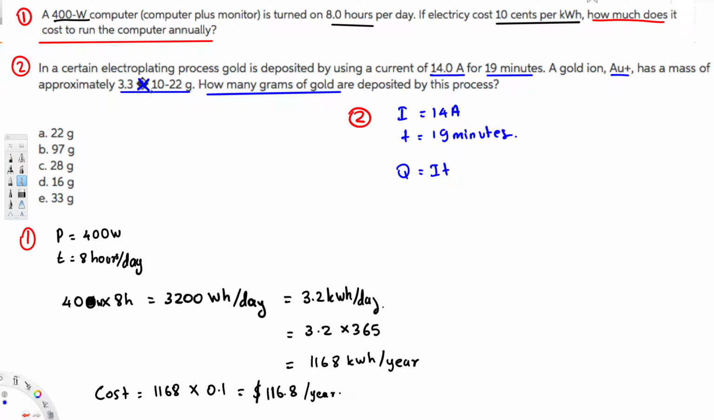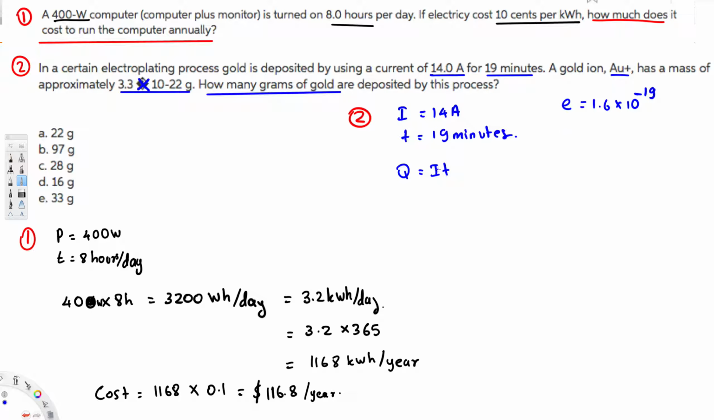First of all, we know the electron's charge is 1.6 times 10 to the power of minus 19 coulomb. From this information we can calculate how many electrons this charge has. If I can find that and then multiply by this number, because they have given the mass of the gold ion, that's going to give us the mass of the gold. So let's calculate the charge.